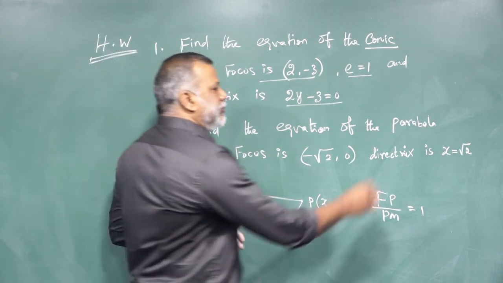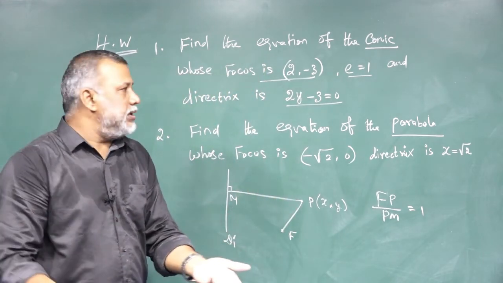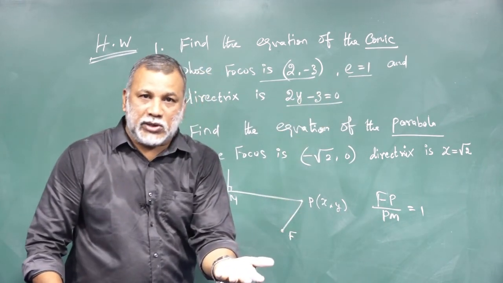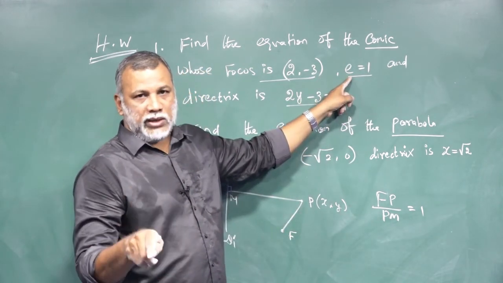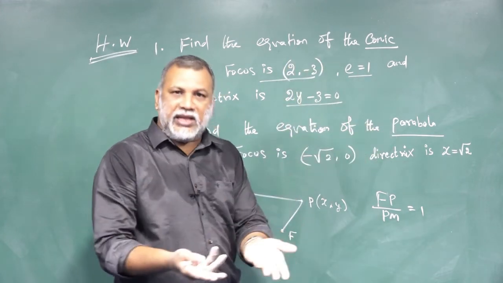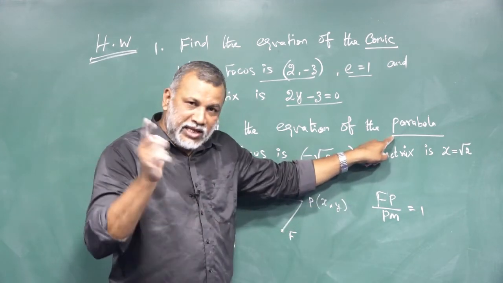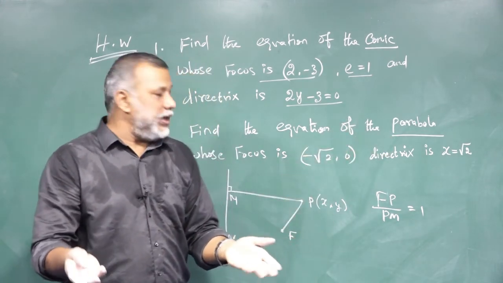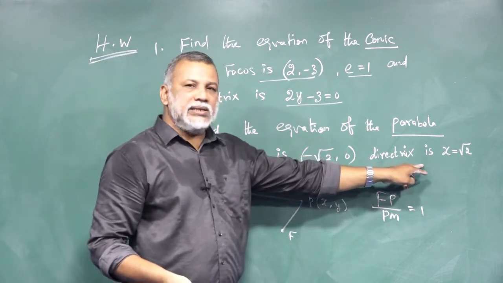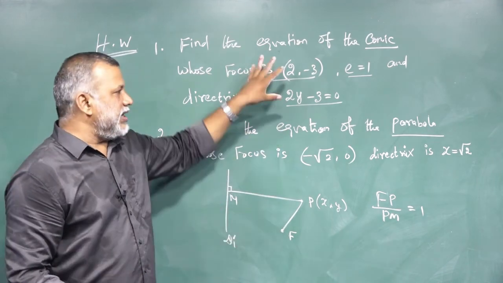In the same way, discuss the second question. Find the equation of the parabola. They have already given the name parabola, therefore no need to give e. In the first question it says conic, and a conic may have other types also, so they gave e equal to 1. Here the conic must be a parabola, so no need to give e. Focus is minus root 2 comma 0, directrix, same logic, same diagram. Try yourself, then we can get the result.